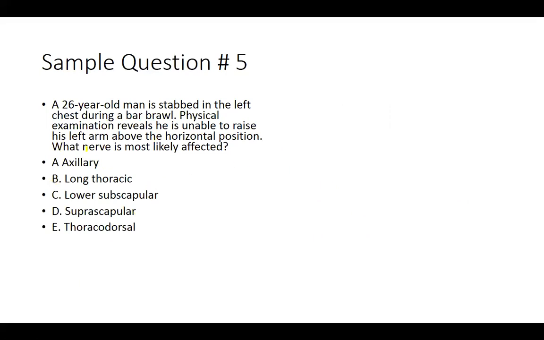Same approach. What nerve is most likely affected? All right, so we know our answer choices are going to have a nerve in it. So we got to figure out what nerve is being involved here using the stem. So now we have a 26-year-old man is stabbed in the left chest during a brawl. Okay, so it's somewhere around the chest area. Physical examination reveals he is unable to raise his left arm above the horizontal position, right? And that horizontal position, as I told you, is about 100 degrees. All right, so he can't lift up his arm above that 100 degrees all the way up, okay?